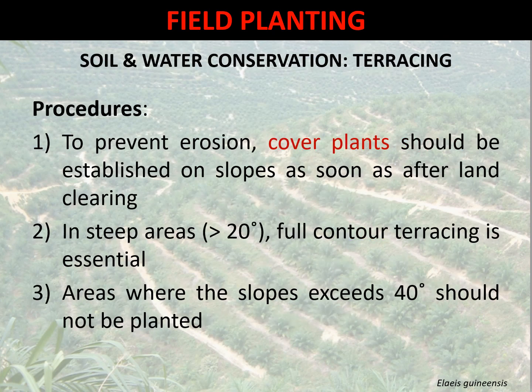For terracing, there are several procedures involved. First, to prevent erosion, cover plants should be established on slopes as soon as possible after land clearing. Next, in steep areas of more than 20-degree slope, full contour terracing is essential. Then, areas where the slopes exceed 40 degrees should not be planted.